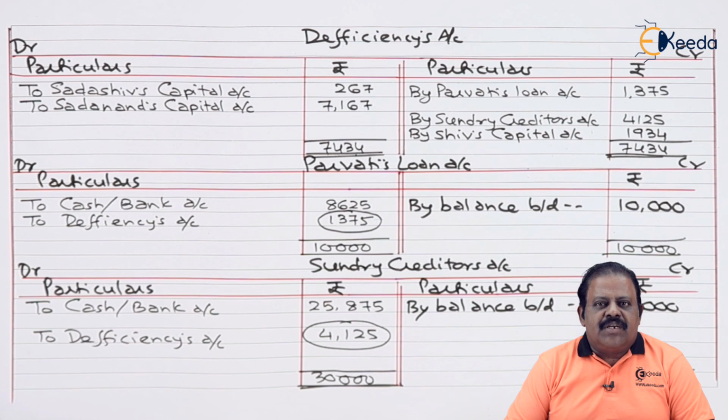In such type of question, we are required to be very careful as far as distribution of cash between the various liabilities is considered.